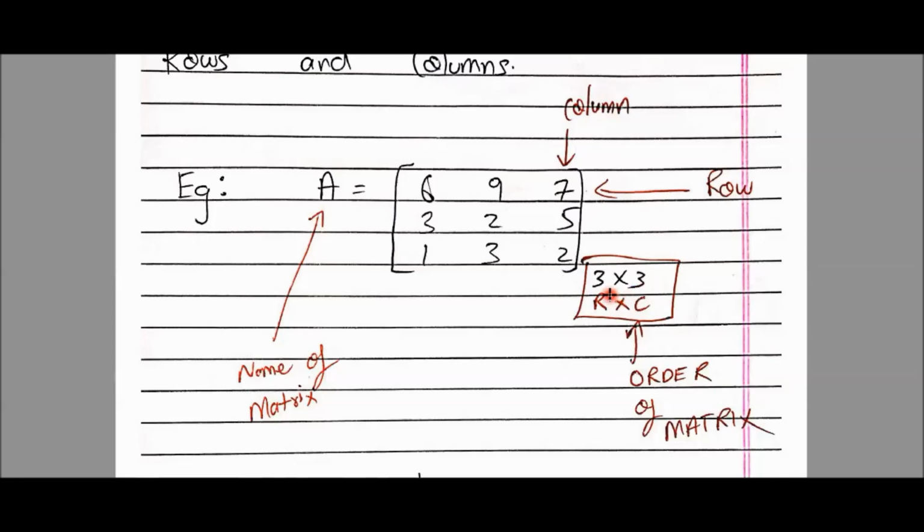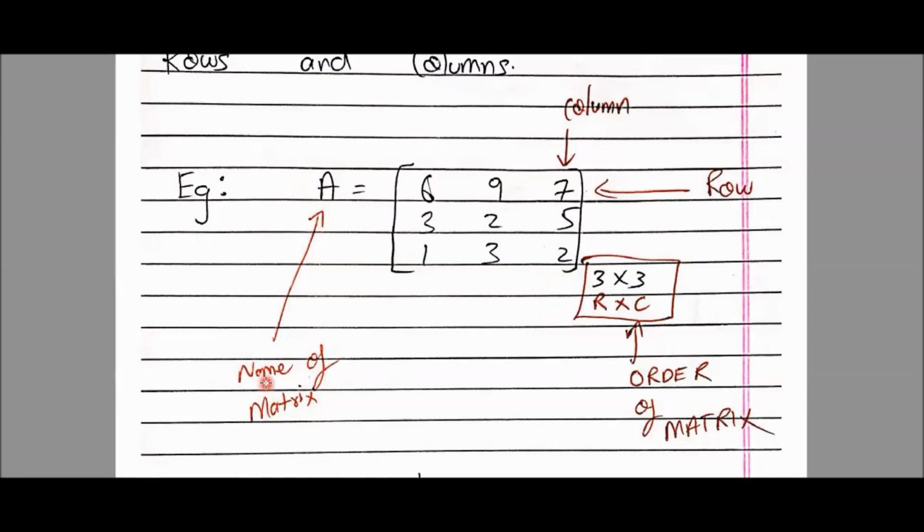And it's not necessary that they will always be the same. We can have 2 rows and 3 columns. We can have 1 row and 3 columns. So this is 3 into 3 or 3 cross 3. Don't say 3 multiplied by 3. But in your mind, if you multiply also, you'll get the answer 9. So you have 9 elements in this matrix.